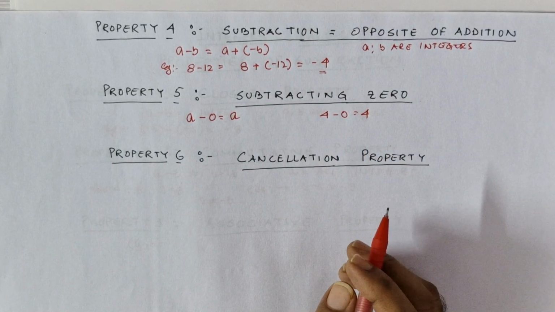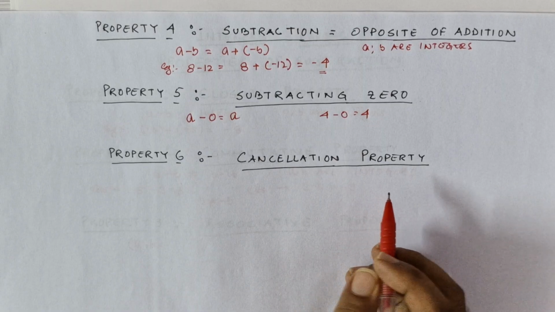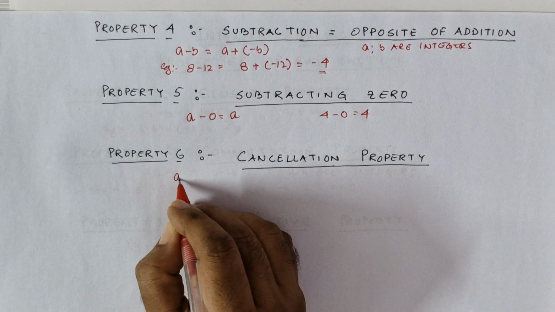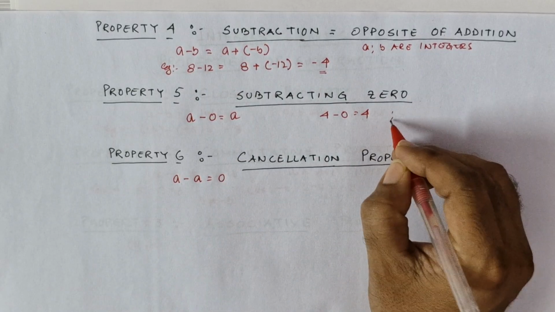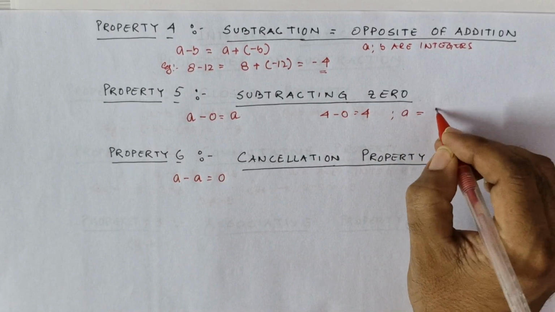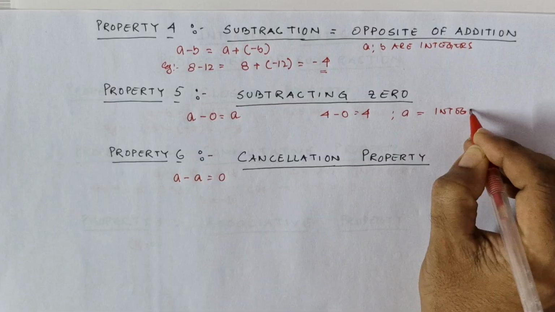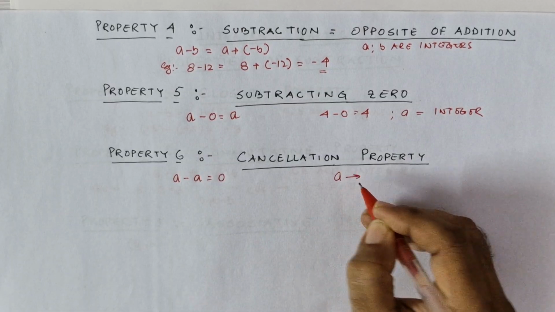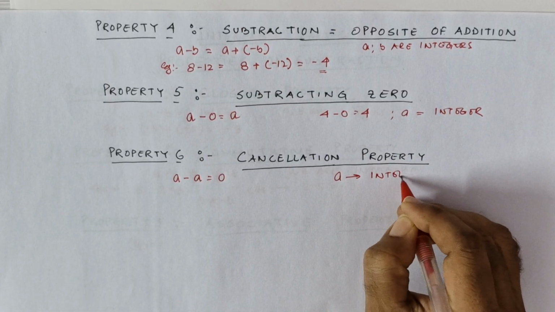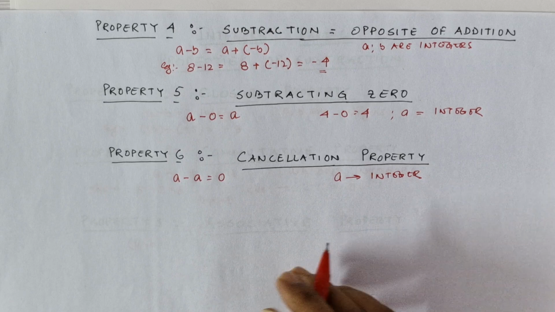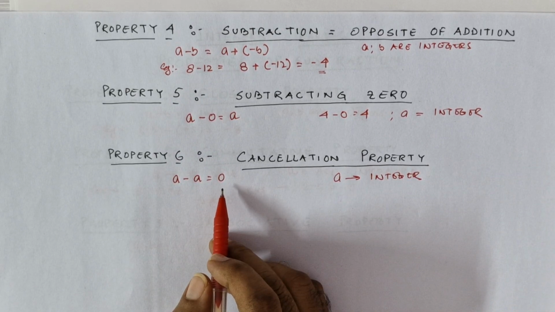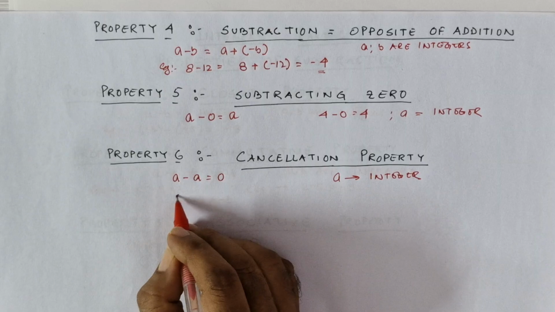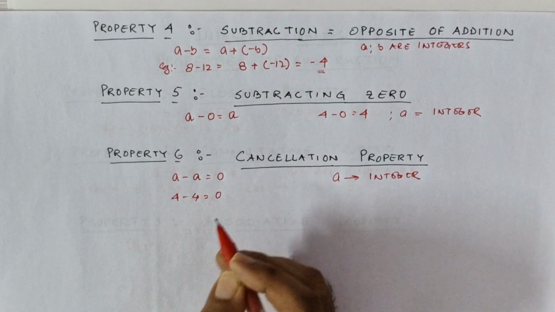Let's come to the last property, that is known as the cancellation property. If you subtract a number from itself, the result is 0, right? Always remember A is an integer. So what is the cancellation property? Subtracting a number from itself always results in 0. So 4 minus 4 equal to 0.